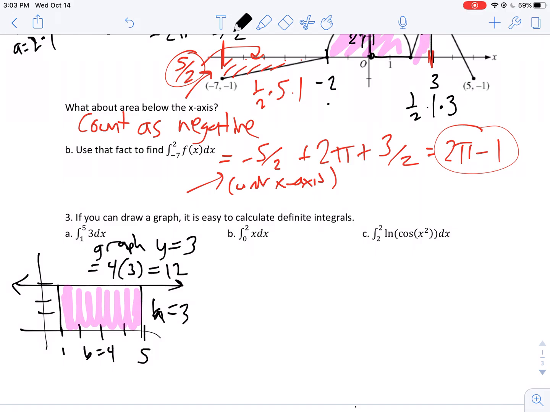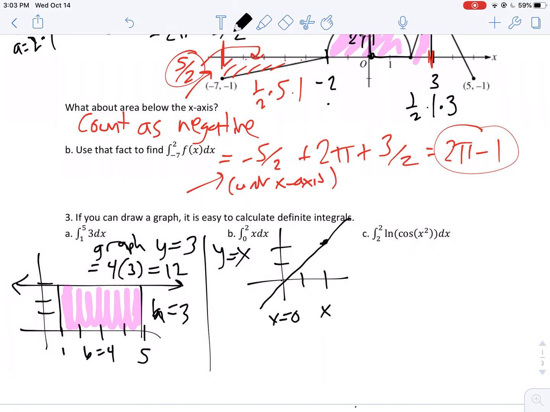And same thing if you have something like this, like integral 0 to 2 of x. So what that looks like is y equals x. So we graph the function y equals x. And it's just saying find the area from 0, oh geez, that's a bad line. Find the area from 0 to 2, so that's x equals 0, that's x equals 2. Find the area under the curve right in there.